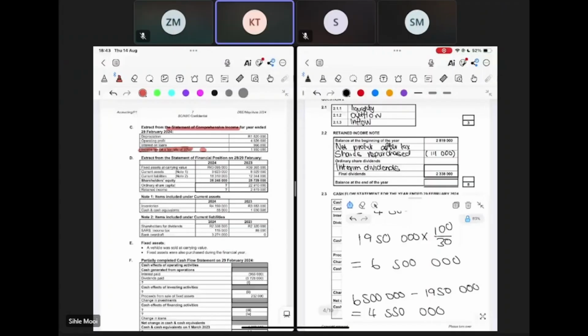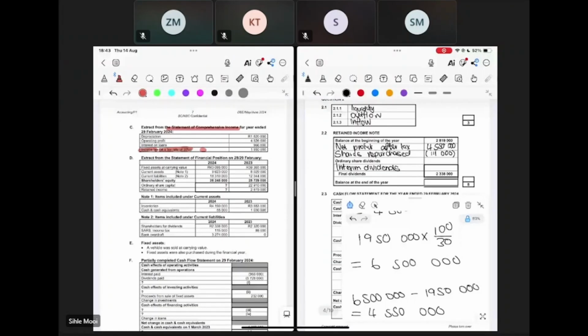Any questions? I have no question. Okay. So then we have our net profit after tax, which is 4,550,000. Now let's continue. So the next step here is to calculate. Okay, so we still need to calculate our balance at the end of the year and the interim dividends and the balance at the end of the year.